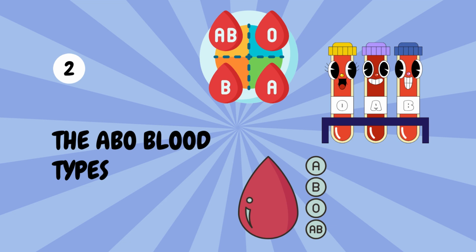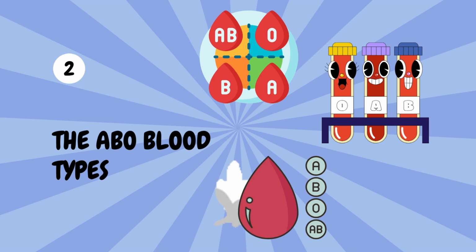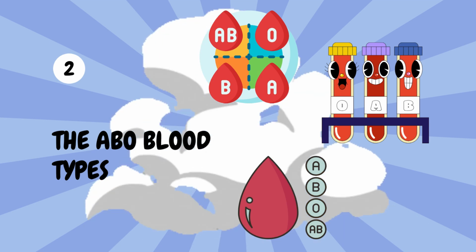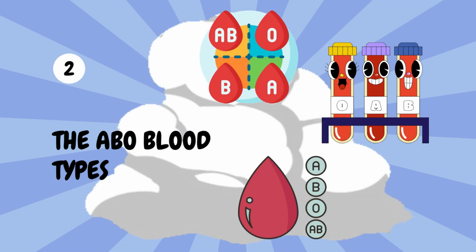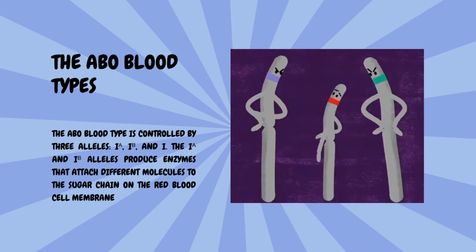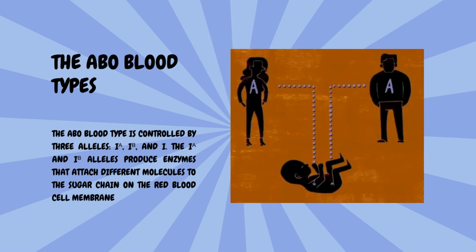Now, let's talk about the ABO blood types. The ABO blood type is controlled by three alleles, IA, IB, and i. The IA and IB alleles produce enzymes that attach different molecules to the sugar chain on the red blood cell membrane. The video up next will discuss it in more detail. For blood types, the A and B alleles are both dominant, while O is recessive. So A and A gives you type A blood, while B and B gives you type B. If you inherit one of each, the resulting co-dominance will produce both A and B antigens, which is type AB.